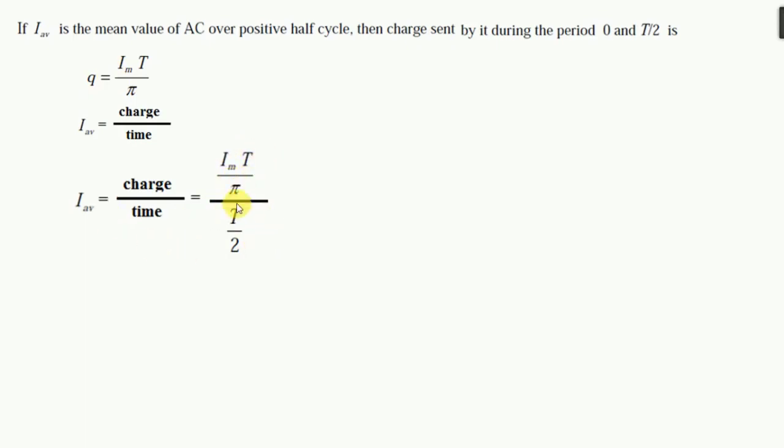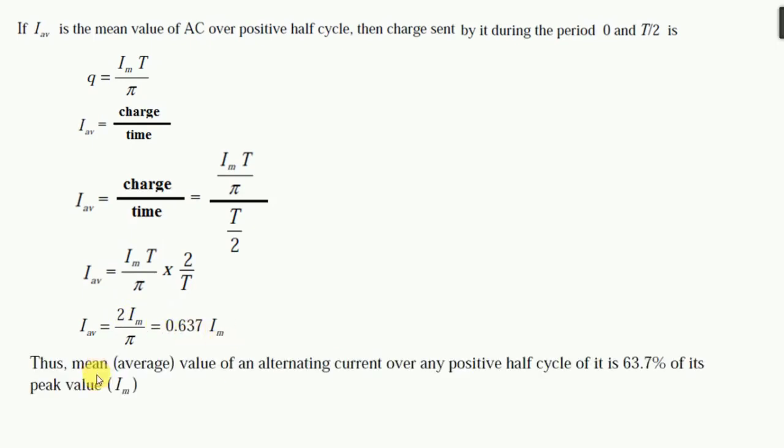and time is half time period, so I average is equal to 2 Im, that is I maximum or peak value or amplitude, divided by pi, and if you put the value of 2 and pi, you will get 0.637 Im, or you can say average value is equal to 63.7% of peak value, and peak value is Im.